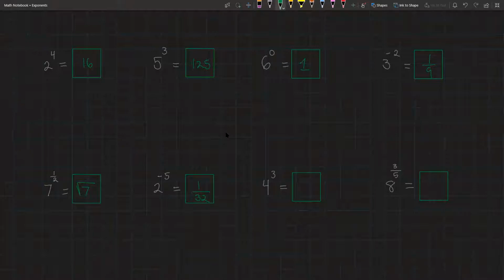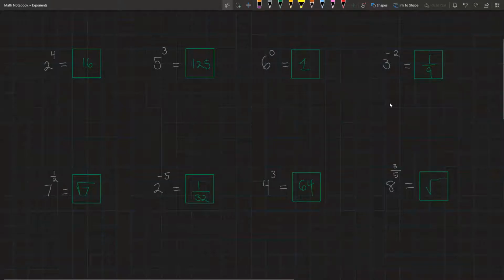4 to the third is 64. 4 times 4 times 4. And remember that when you see a rational exponent, an exponent that's a fraction, it involves some kind of root. The base is 8. Which one's the exponent? Which one's the root? Think about that, and here it is. The exponent is 3, the root is 5. So the root is 5, the exponent is 3. Hopefully you can arrive at this because this will help us solve exponential equations in the future.